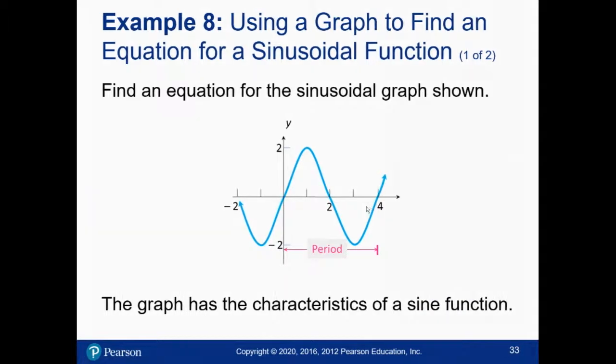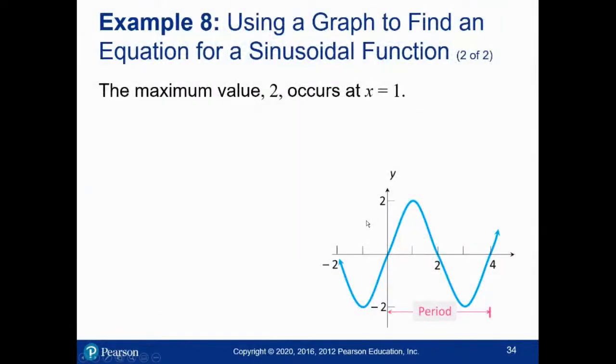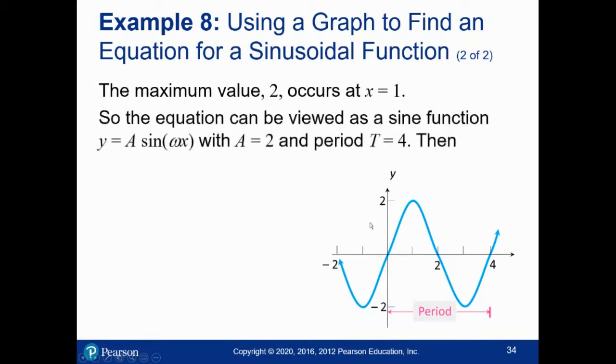Okay. So this looks like a positive sine function, and we see that the maximum is at 2, which occurs at a value of x equals 1. We also see the period is 4. So what we know is, since the maximum and minimum are 2 and negative 2, I want to put either 2 or -2 out there, but since we want a positive sine curve, I want a positive number there.